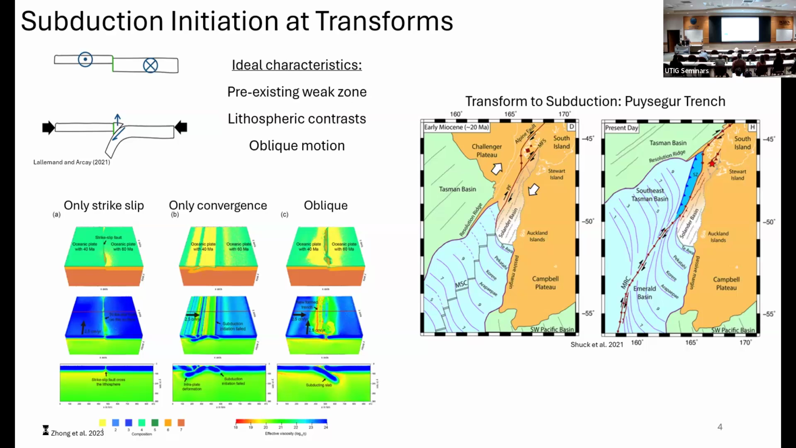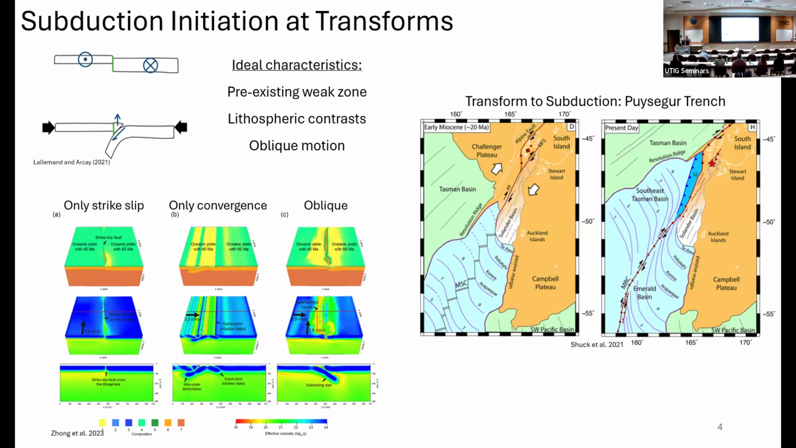Oblique transforms have been recognized through modeling as one of the most ideal locations. So in this model, we have a pre-existing transform boundary that's experiencing only strike slip. As you would expect, there's probably no subduction initiation with just strike slip motion. But with that same plate boundary, if you only had convergence, subduction initiation might fail because there was too much intraplate deformation. Whereas if you have oblique motion, as you would experience at a transform, subduction initiation is able to propagate. And this has been observed on Earth.